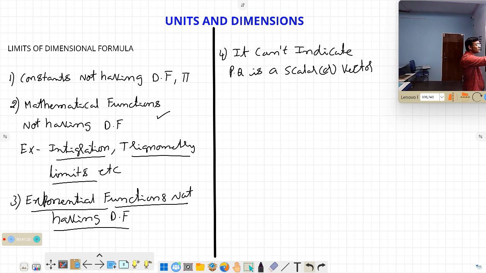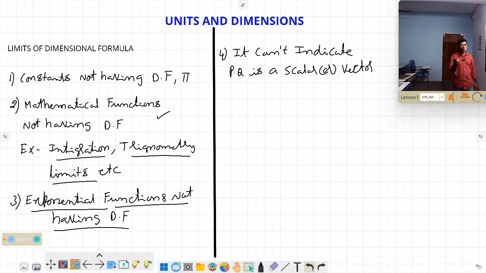Last, the dimension formula cannot indicate whether a quantity is a scalar or a vector. It only gives the formula, but it cannot indicate whether it is a scalar quantity or a vector quantity. Clear? So these are the limits of the dimension formula while solving problems and finding relations using its applications. In the next class we are going to discuss the applications of dimension formulas.